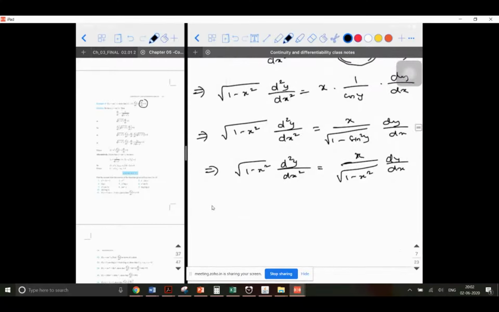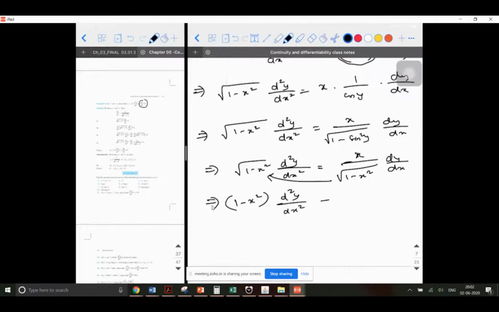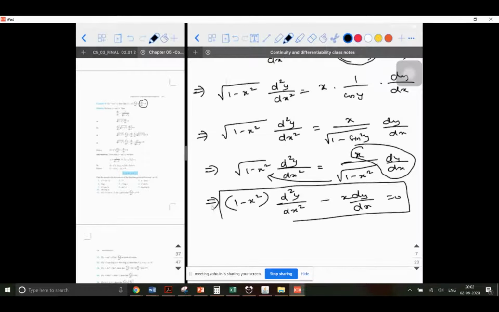Did we get the answer? Taking this to the other side, you get 1 minus x square into d square y by dx square minus x into dy by dx is equal to 0. This is the required answer. Is it clear for everyone? See, whatever I have discussed here is one of the methods.